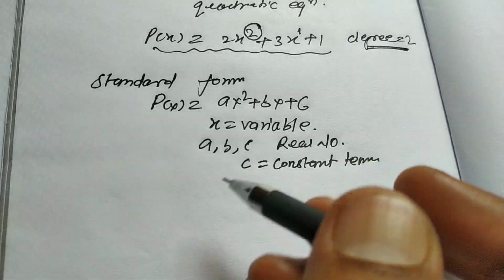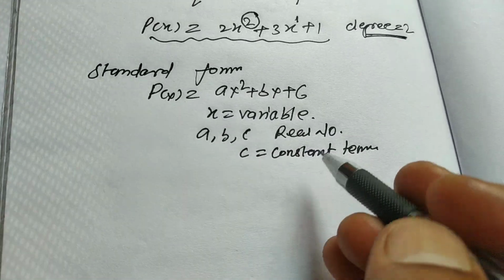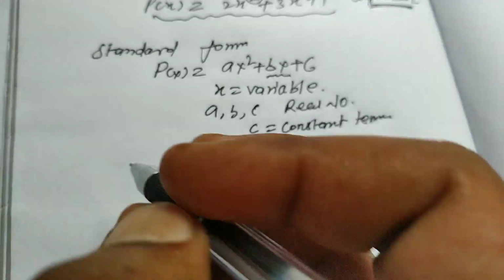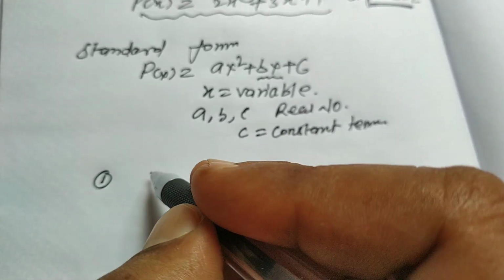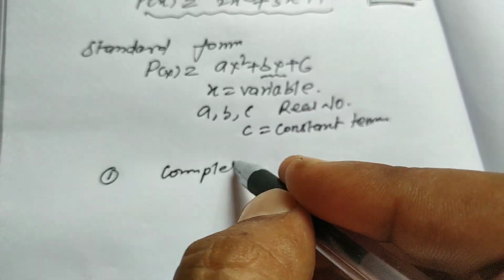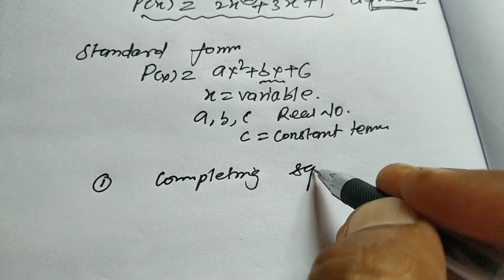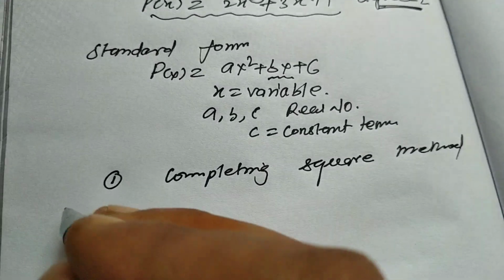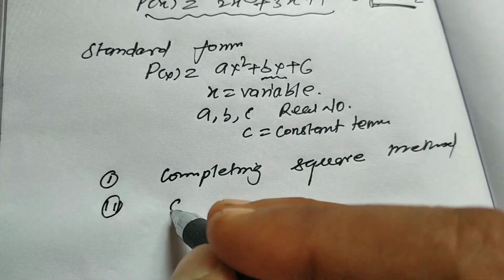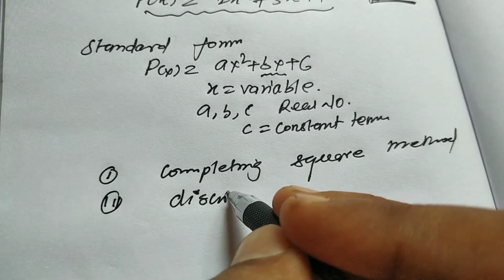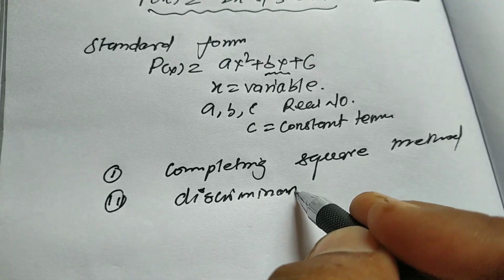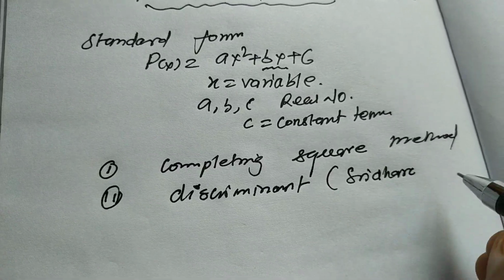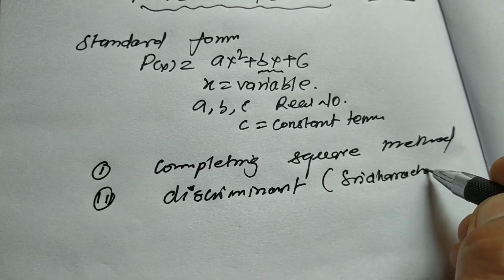And we will solve the quadratic equation. Earlier in the last classes we have solved it by the factorization method, that is the middle term split method. Now we will solve it by number 1, the completing square method, and second is called the discriminant method or Sridharacharya rule.